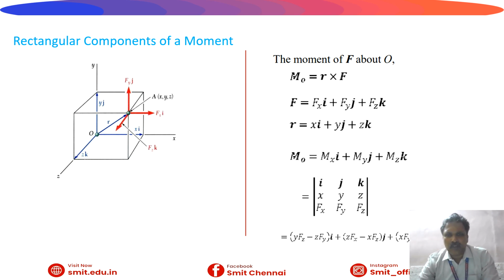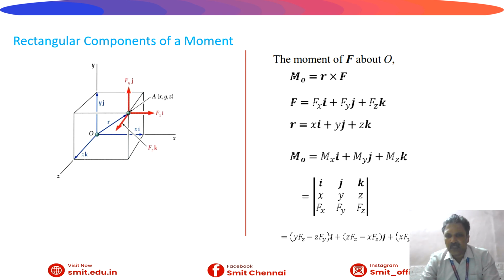Then the rectangular components of a moment. We can see here various components acting along various coordinates. See, Fx i, that is i cap along the x axis, j along y, k along z. Now we are using the formula MO equal to R cross F, where F equals Fx i plus Fy j plus Fz k. This expression we already discussed in Unit 1. The same thing again we are discussing here.